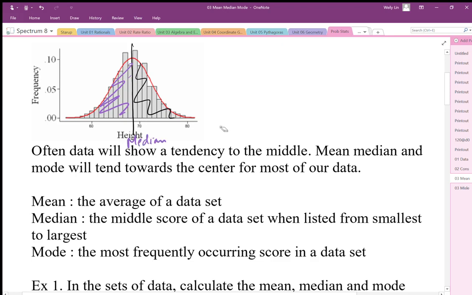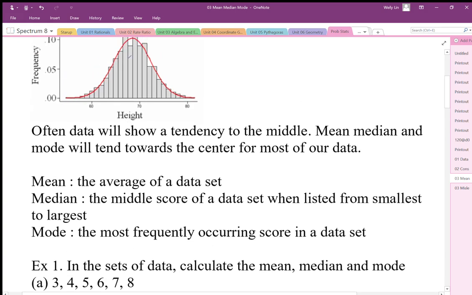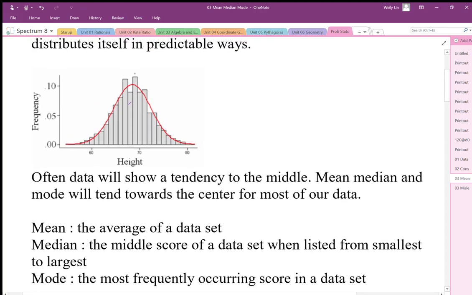Okay, so the mode is the most frequently occurring score in the data set. And again, with normal data, that's usually in the middle. So in this case here, if we look at the most frequently occurring, well, that one right there. Okay, so in a bar graph, the highest bar would end up being the mode.